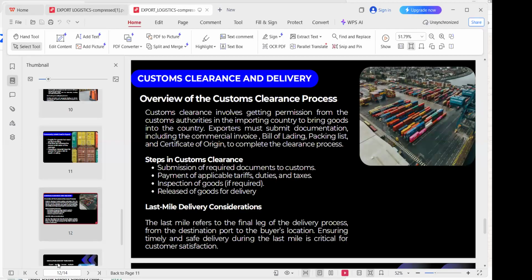And we have the last mile delivery consideration. The last mile refers to the final leg of the delivery process from the destination port to the buyer's location, ensuring timely and safe delivery. The last mile is critical for customer satisfaction. Conclusion, export logistics.